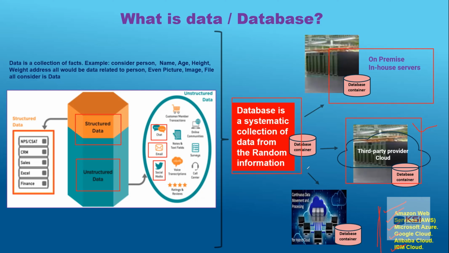Or it could be hybrid. That means some data you are putting in a cloud, and some data you are putting on-premise. It could be both. So that's why it is called hybrid. All right, so it could be both ways.